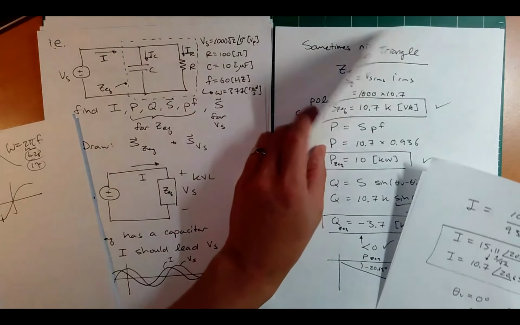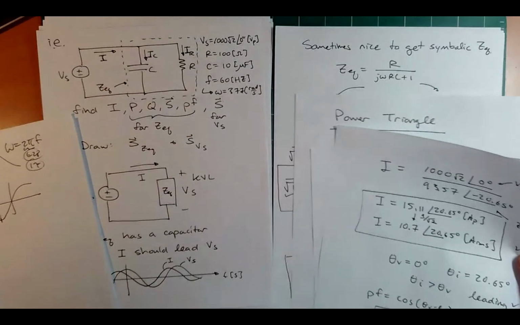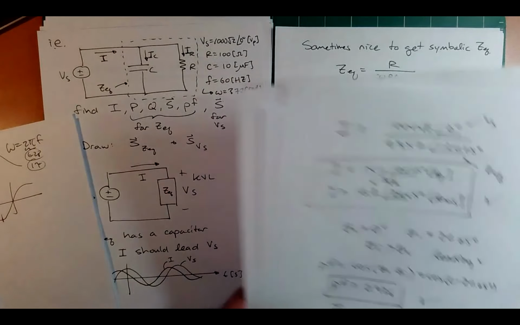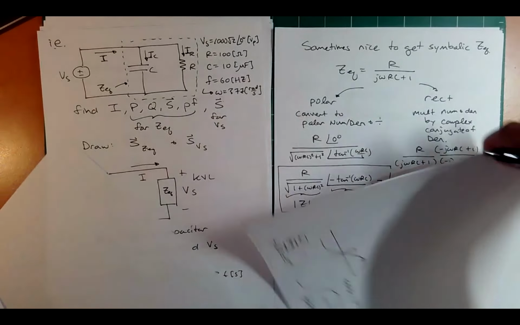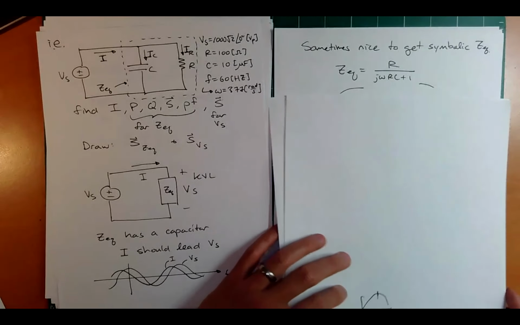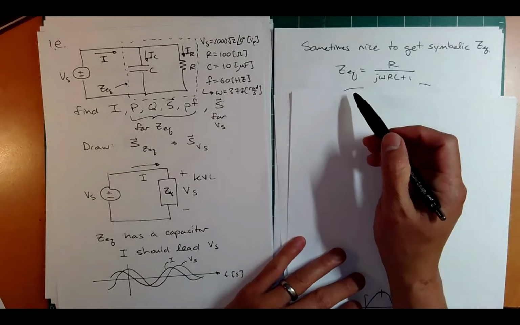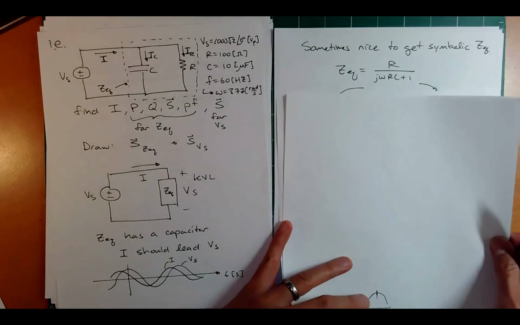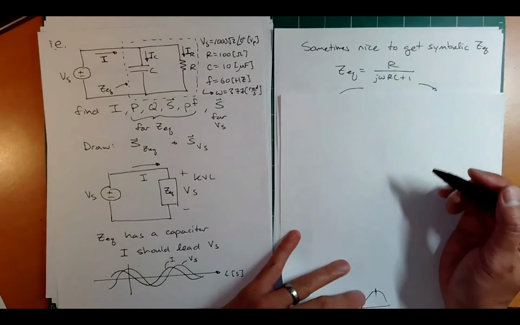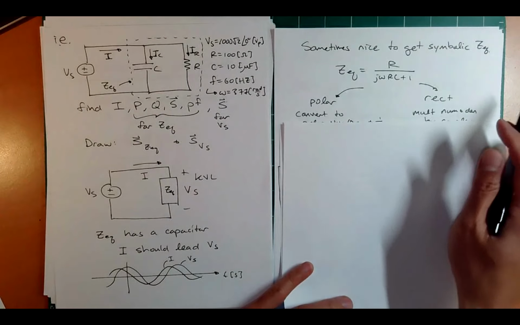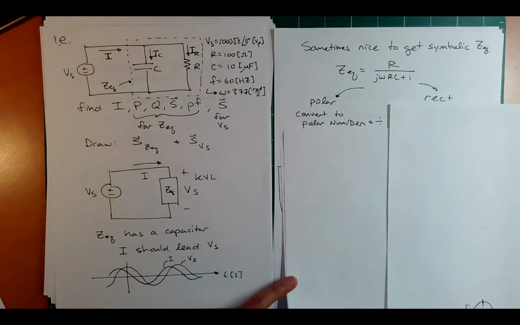Fantastic. Now let's say we wanted to avoid using the TI-89 until the last minute. And let's say we wanted to go about it symbolically. We wanted to see if we could get an expression for Z equivalent, magnitude and phase, or real and imaginary, using some phasor math. At this point, it's just a few tricks. So let's say we want to go polar and rectangular. Let's do the polar first because it's easier.